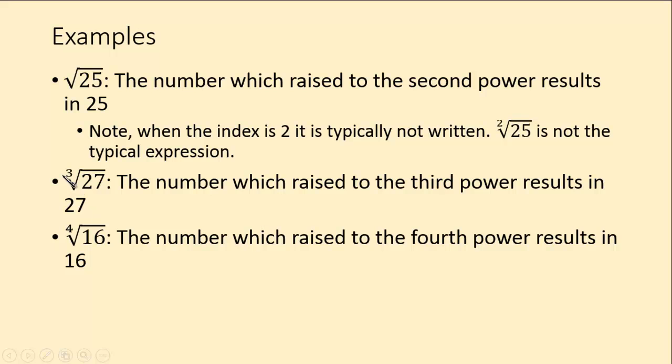Here we have the cube root of 27. This is referring to the number which, if raised to the third power, will give us 27. It so happens that we know the answer will be 3. 3 times 3, 9 times 3, 27. However, I want you to not pay so much attention to what the actual number is, but rather to the idea of the number. It's some number which, if I raise it to the third power, I will get 27. Likewise, here I'm referring to some number that if I raise it to the fourth power, I will get 16.